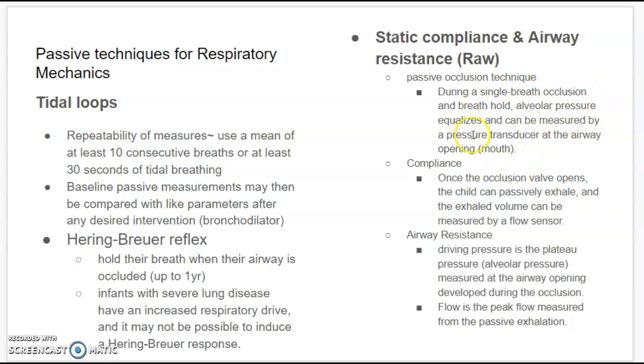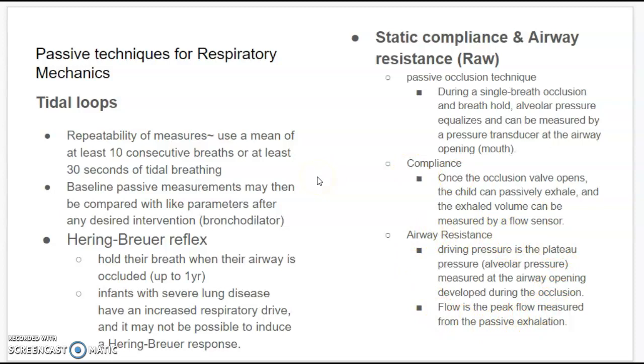Now, what happens during this test, when the occlusion occurs, is that the infant's response is to hold their breath. And this delay where they hold their breath gives time for this pressurization, this alveolar pressure equalization, to occur. Once kids lose this reflex, or if they have severe lung disease, their respiratory drive is so strong that they don't have this reflex, then this test will not work. But through this test, they can obtain compliance measurements as well as airway resistance measurements.